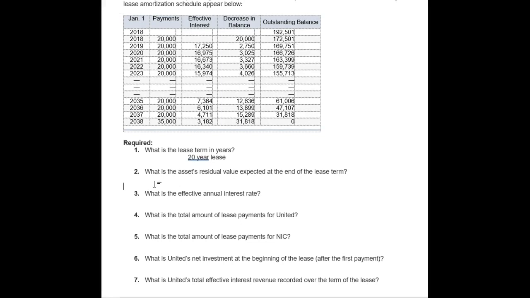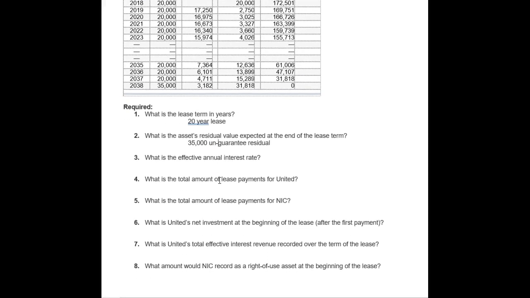All right, so now, what is the asset's residual value expected under lease terms? We talked about that. Notice this last weird payment that's $35,000. The lessor expects to get the equipment back at a value of $35,000. Now that is an unguaranteed residual. Yes, I know that's not really a word. But it's not guaranteed, so I like to say it's an unguaranteed residual. Okay, so we go in and go there.